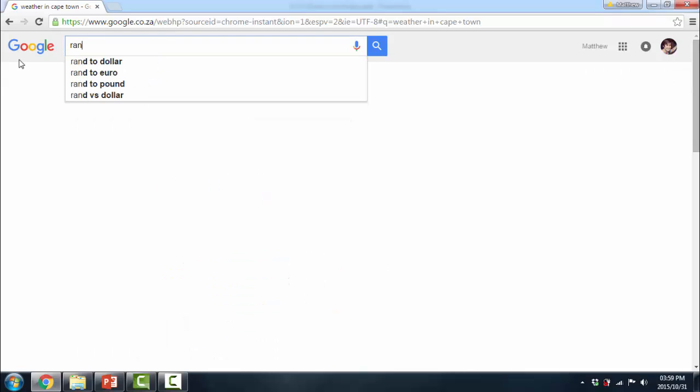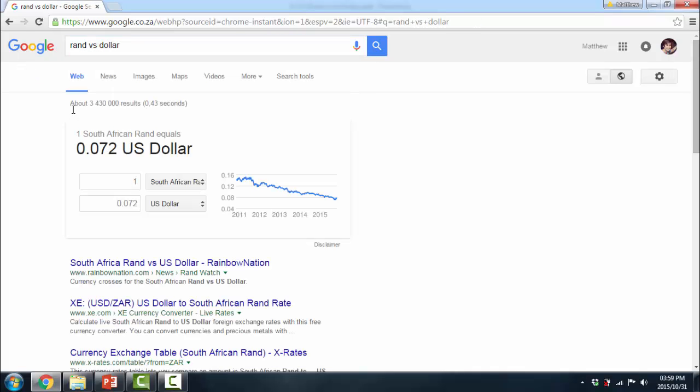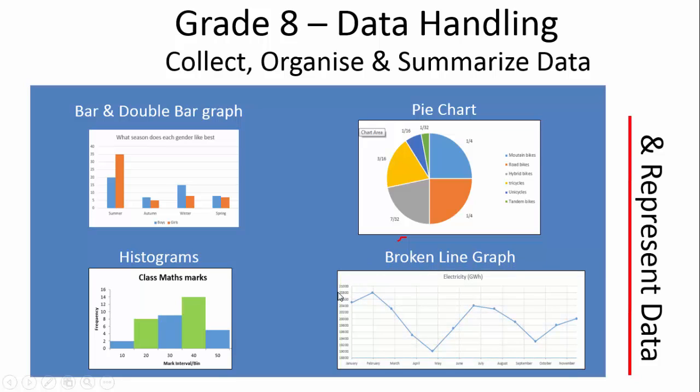Try something else. Try the rand versus dollar, right? And here you can see another broken line graph. It looks like stock market kind of graphs of the rand slowly decreasing here against the dollar. This is over a 5-year period. And this is hopefully something you'll be able to change one day with the math skills you have learned. We've now done broken line graphs and we can fill in this diagram here. So well done.